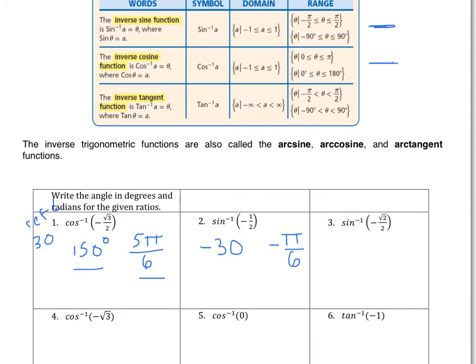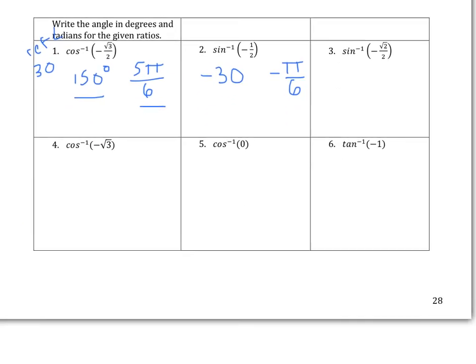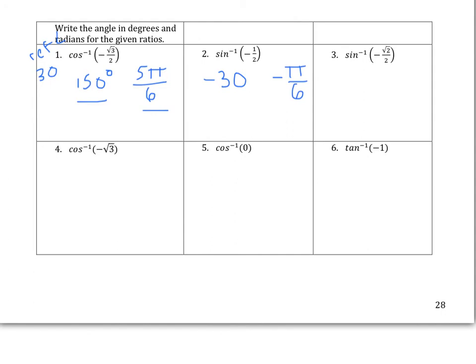Go ahead and do number 3 for homework, and we'll take a look at number 4. Number 4, we have the inverse cosine. What I want you to do is change that to tangent. Let's cross it out, and this is the inverse tangent of negative root 3.